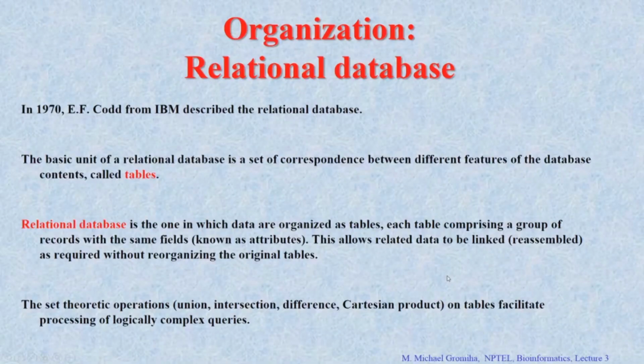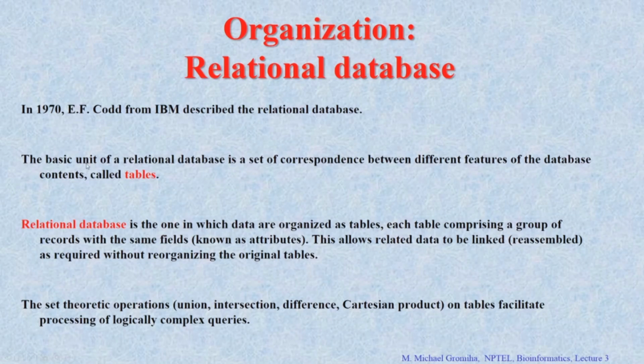Fine. So, now how to develop a database? There are various ways to develop a database. In 1970, F. Codd from IBM described the relational database. So, what is a relational database? It is a database which gives a correspondence between different features in the database.